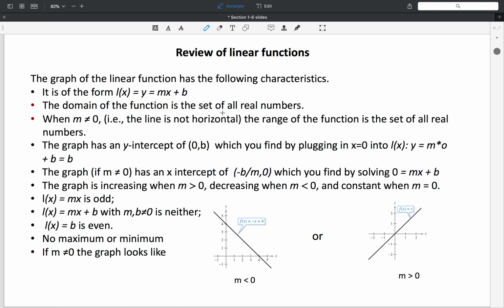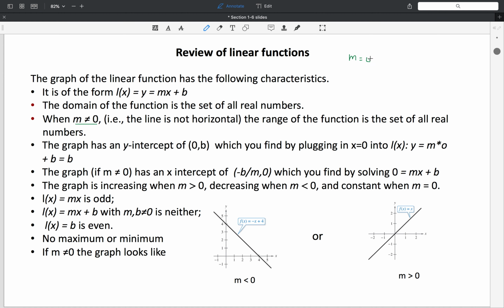So we've talked a lot about lines, but it's good to go over this. The domain of the function is the set of all real numbers. You can plug any number into this, and you can get all possible numbers back as long as the slope is not equal to 0. If the slope is equal to 0, what happens? If m is equal to 0, what you're going to get is a horizontal line.